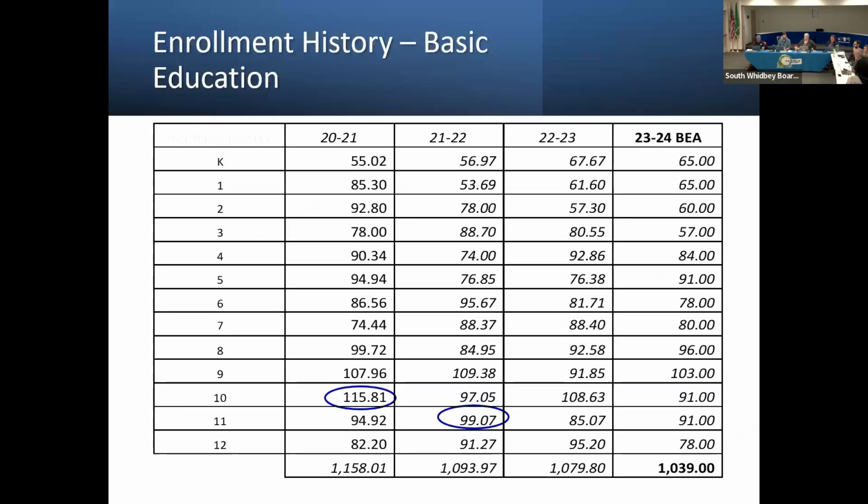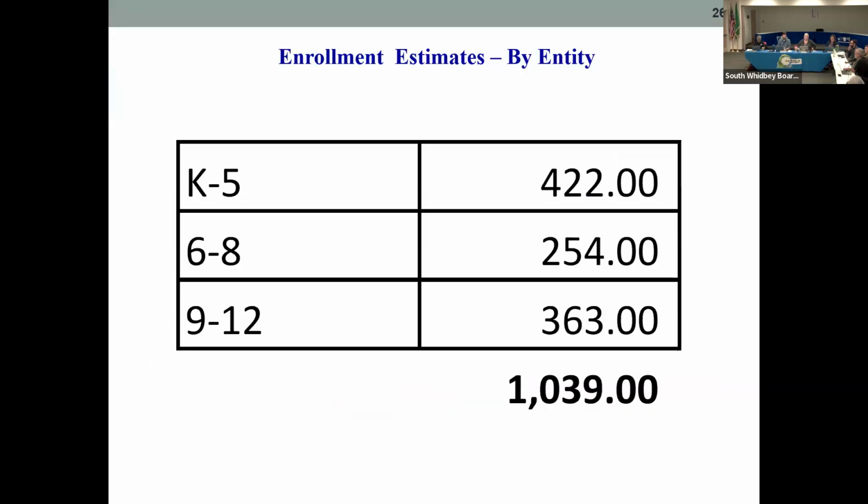And then we also looked at patterns. We know that there's always a change from the 10th grade to the following 11th grade, kids going to Running Start, and changes from 8th grade to 9th grade, those types of things. So looking at the last 3 years of history, we're projecting about 1,039 students in the coming year. We currently had about 1,080. So there's a drop of 41 students roughly in that time frame.